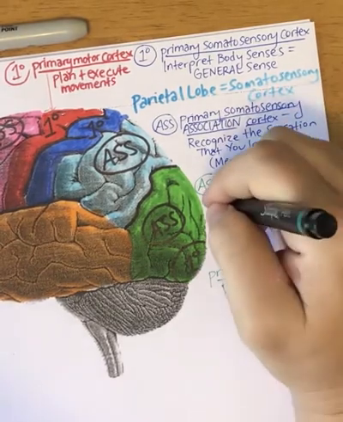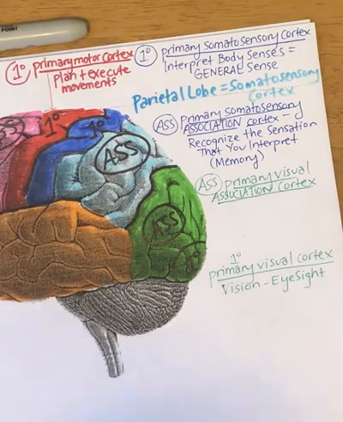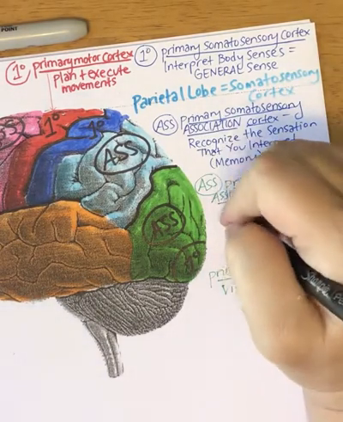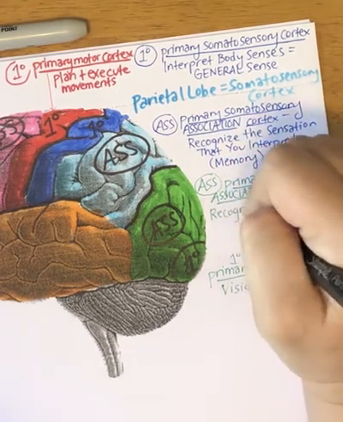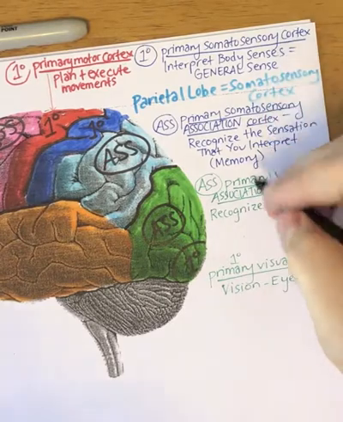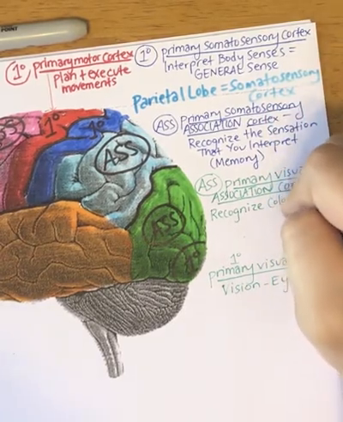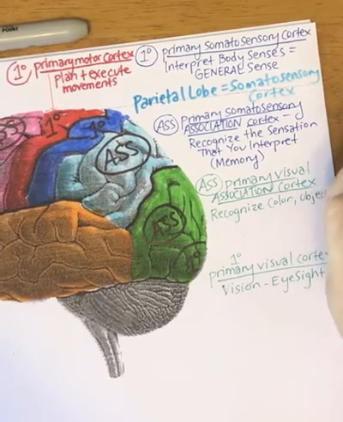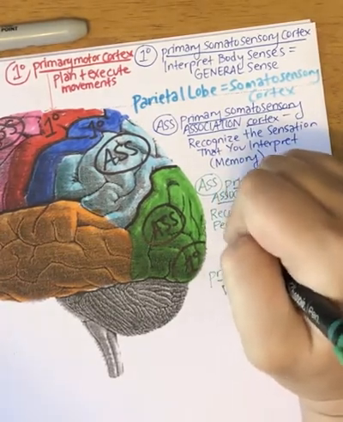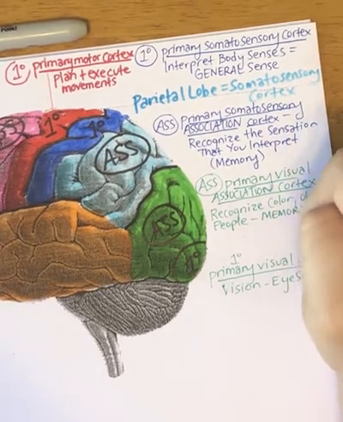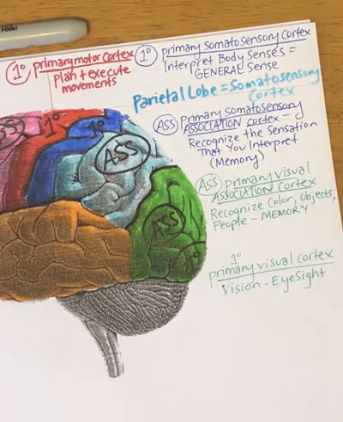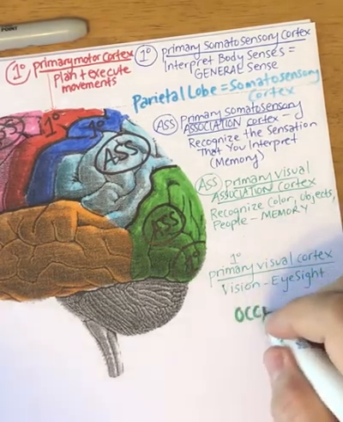Well, first of all, you have to see it using the visual cortex. So it helped you recognize the color. So it's memory. Helps you recognize objects, color, objects, people. It's based on memory. You have to have seen it. So your occipital lobe is always for vision.